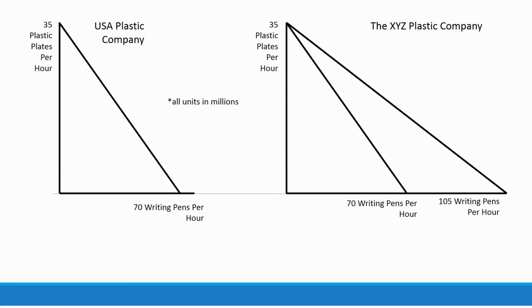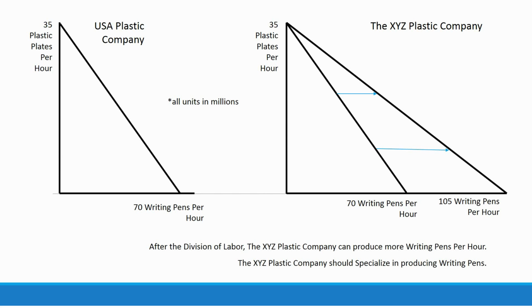Also, the other thing that I wanted you to notice from the video is that the women were specializing in different parts of the production process. So they were doing the activity within creating pens that had the least opportunity cost relative to another process within making pens. So using the division of labor, the XYZ plastic company is now able to make more writing pens than if they decided to just use one person to do the entire process.